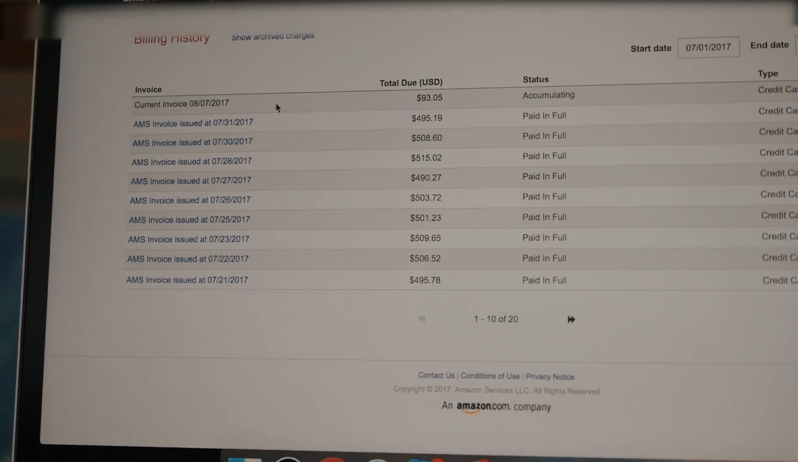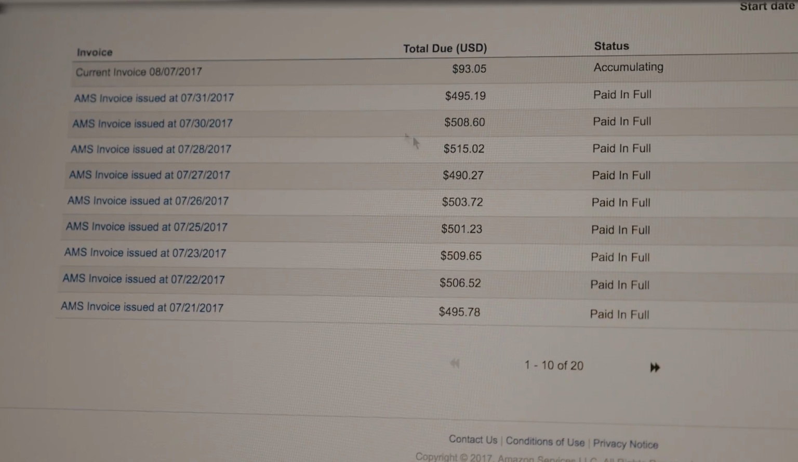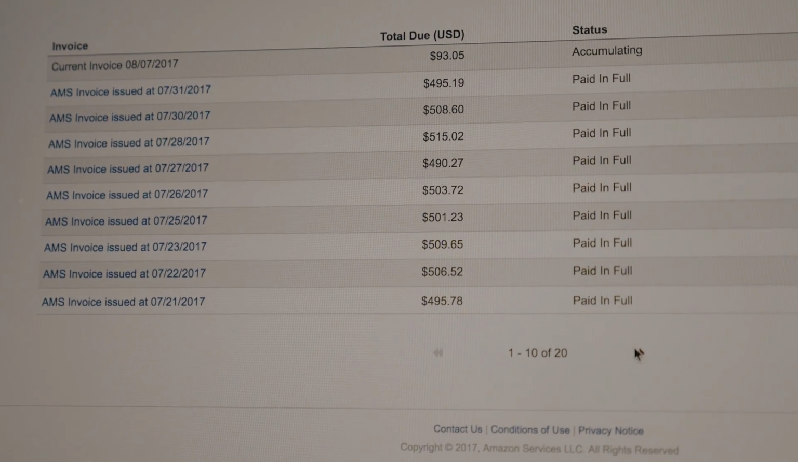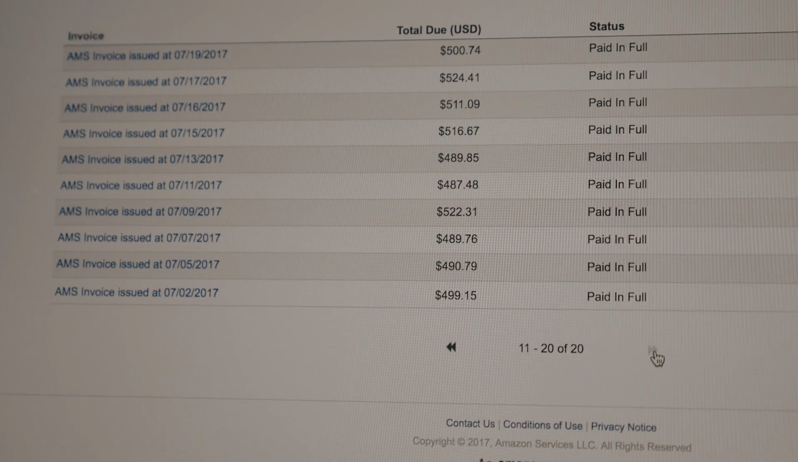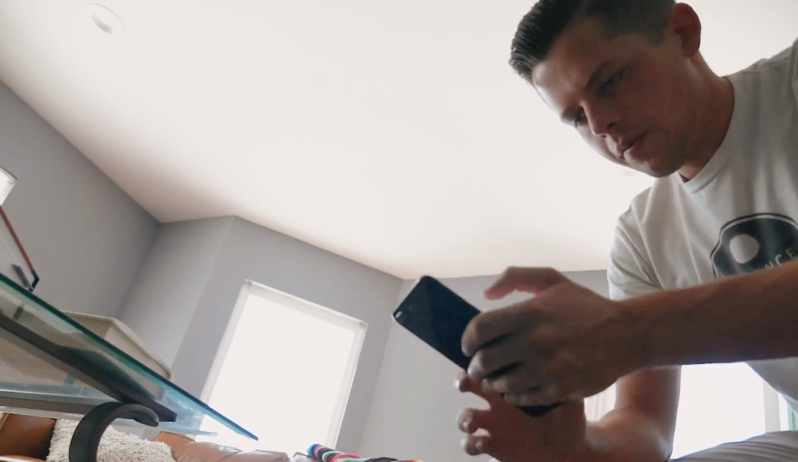All right, so I'm in my AMS account and you can see there are a bunch of invoices, $500, $500, $500, $500, $500. They accumulate until it gets to 500. Got 2 pages of that. So here, let me add that up.